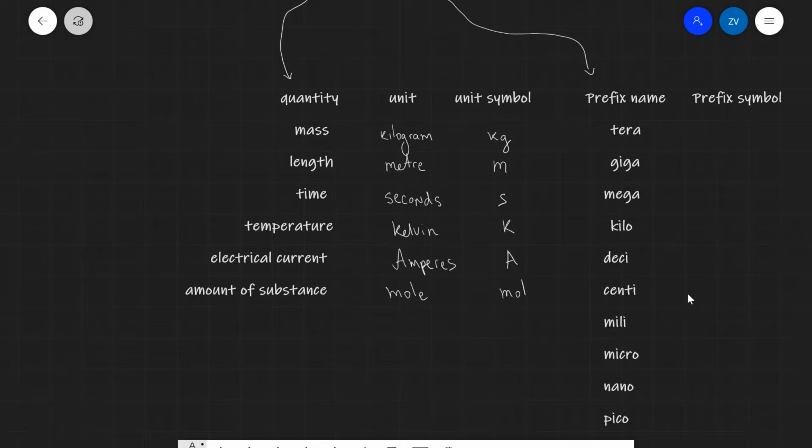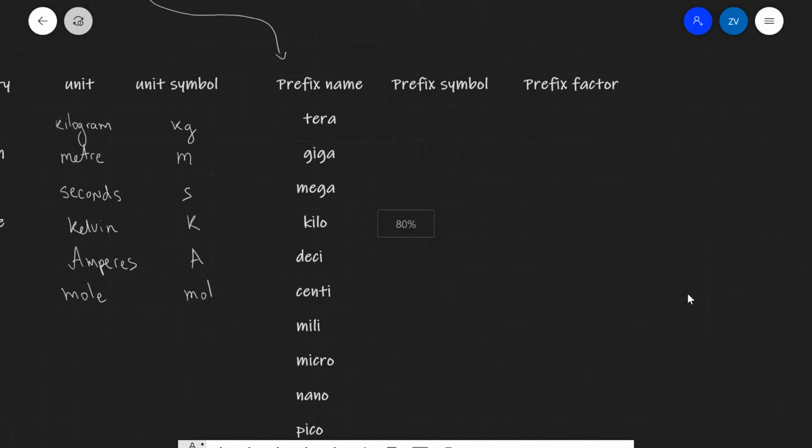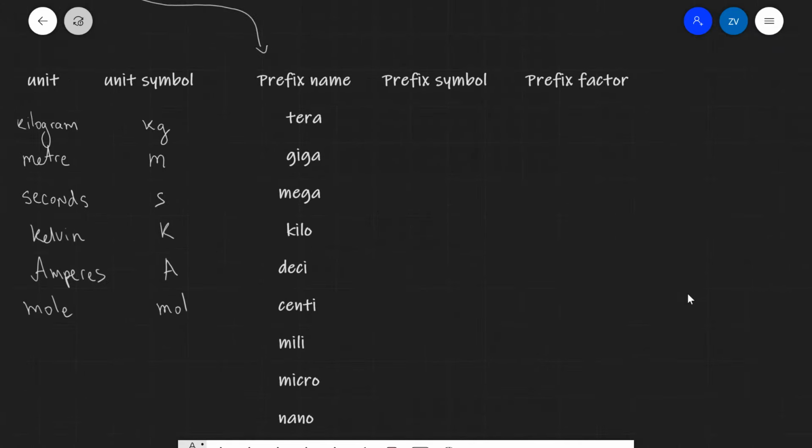Now, all of those units could be assigned a prefix which has a mathematical value attached to it. For instance, tera is one possible prefix, and that has the symbol of just a T, which has a prefix factor of 10 to the 12. Giga has a factor of 10 to the 9, that's a billion. Mega with a capital M is 10 to the 6, that's a million. Kilo is 10 to the 3.